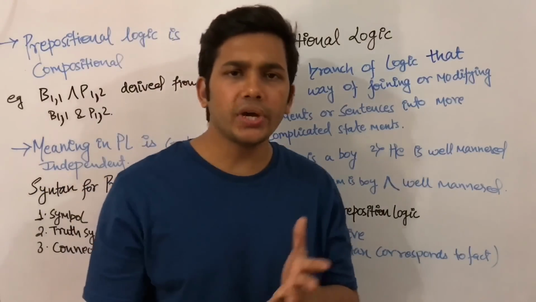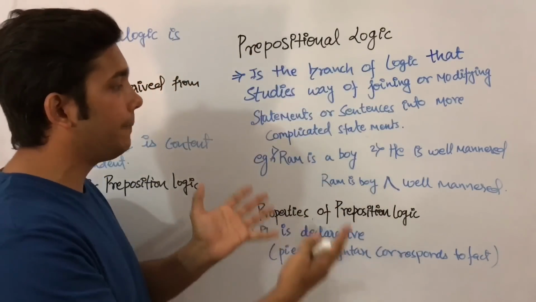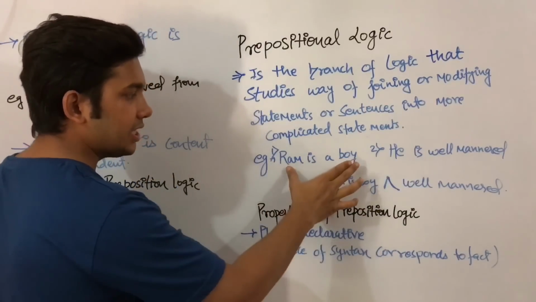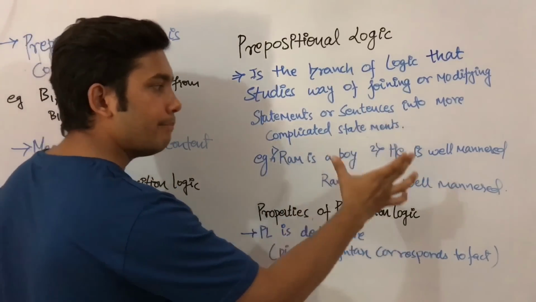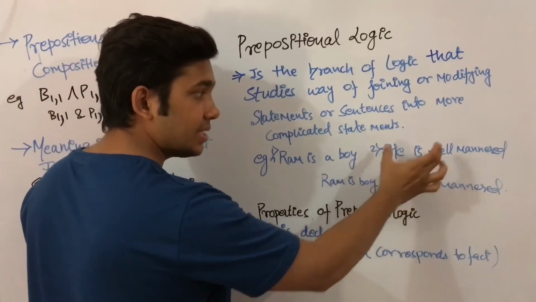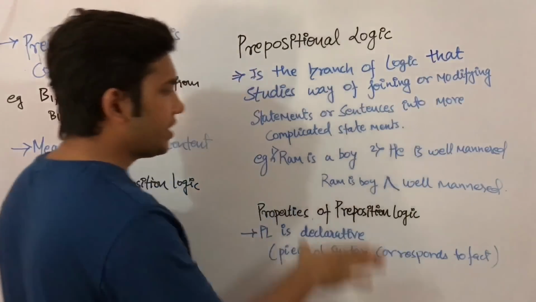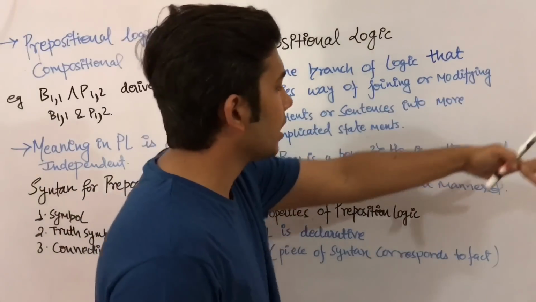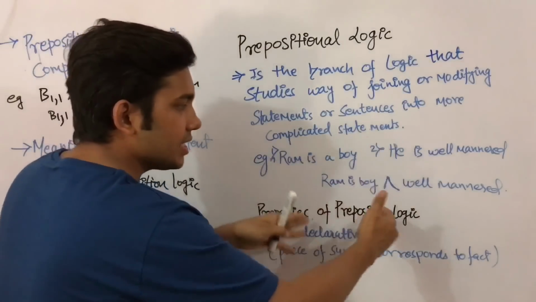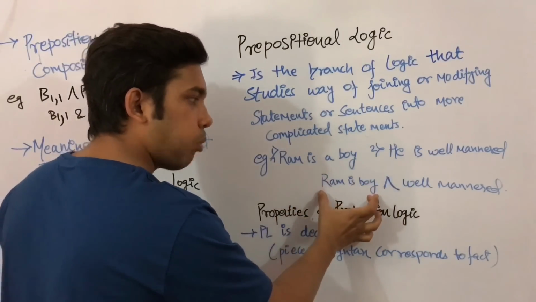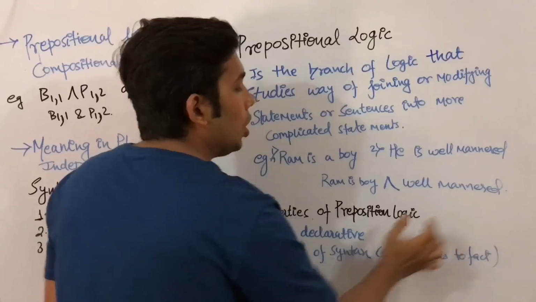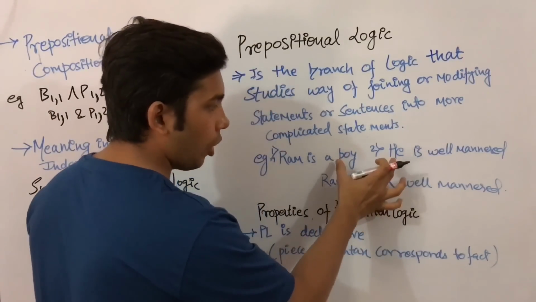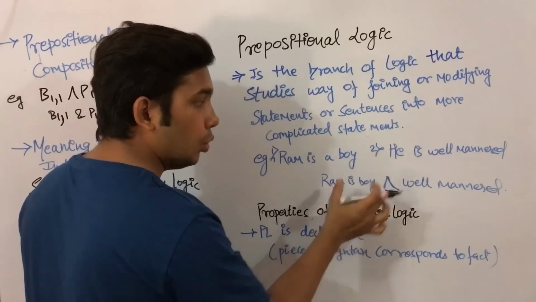So how you can understand this: suppose there are two statements. The first statement is Ram is a boy. The second statement is he is well mannered. So these two statements are independent. If we join these two sentences, like Ram is a boy and well mannered, we are using the AND symbol for joining the two statements.